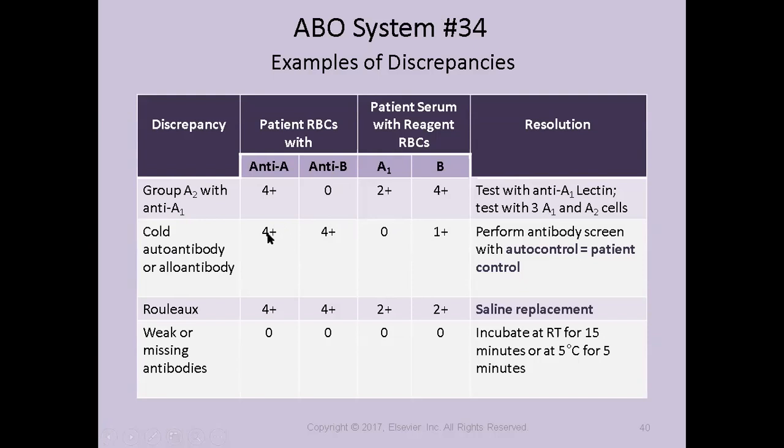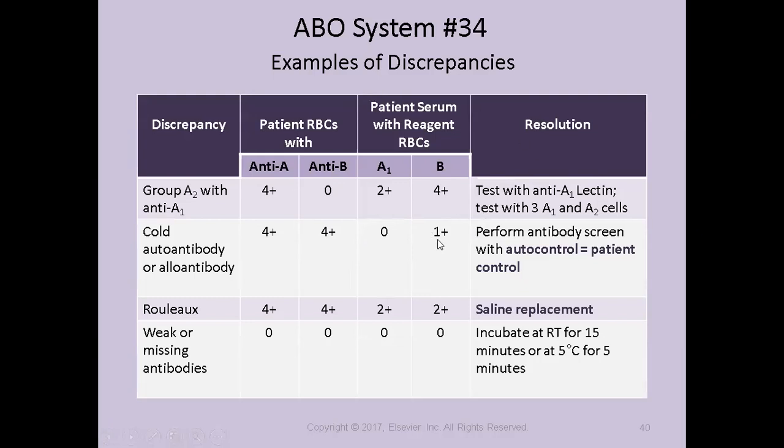Once again, these are very strong. We don't doubt them. This one's very weak. So if this reaction was eliminated to a negative, would the forward and the reverse typing now agree? And the answer is yes, because eliminating this, it would look like no anti-A or anti-B, which would agree with our forward typing.